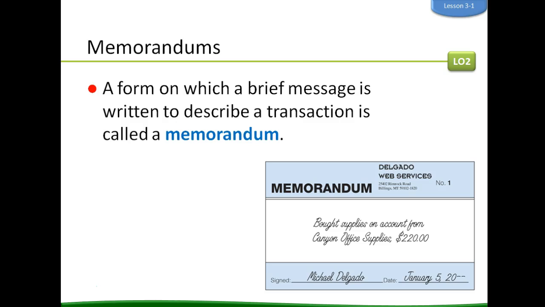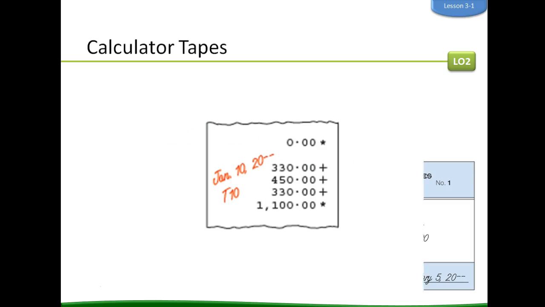memos. A memorandum is a brief message that we use to describe a transaction, and we want to make sure that anytime we have activity, we have some kind of source document that supports that activity. As we think about accounting or potentially forensic accounting, if we don't have source documents to prove things have happened, then we could really run into problems with our accounting and proving transactions for the business.